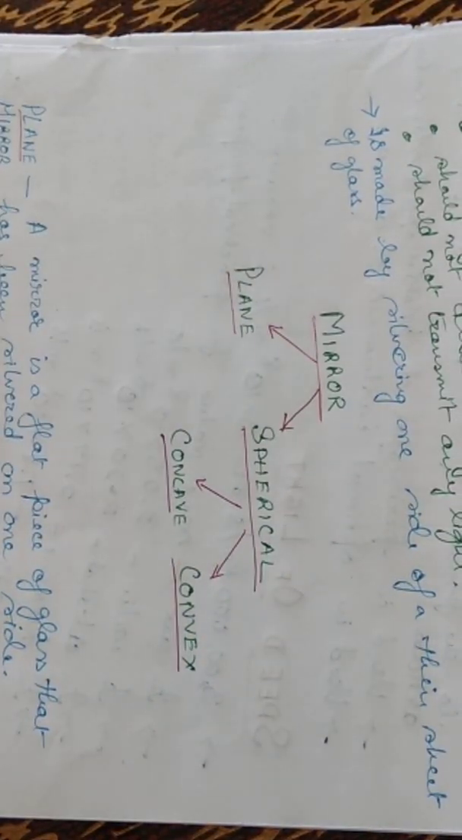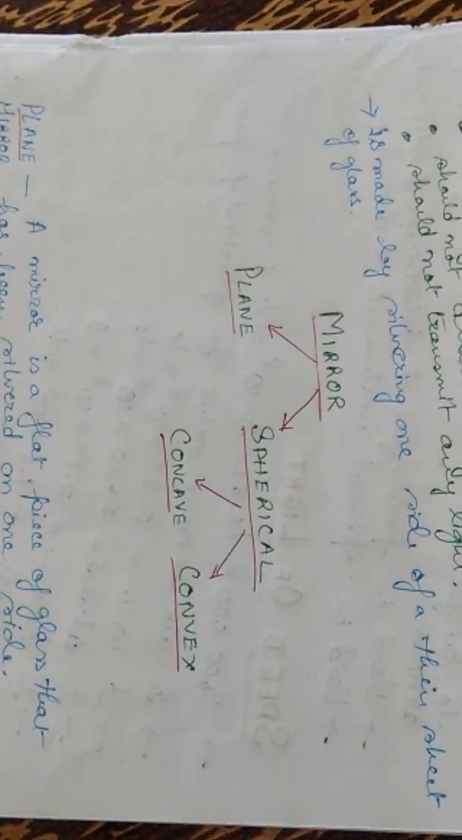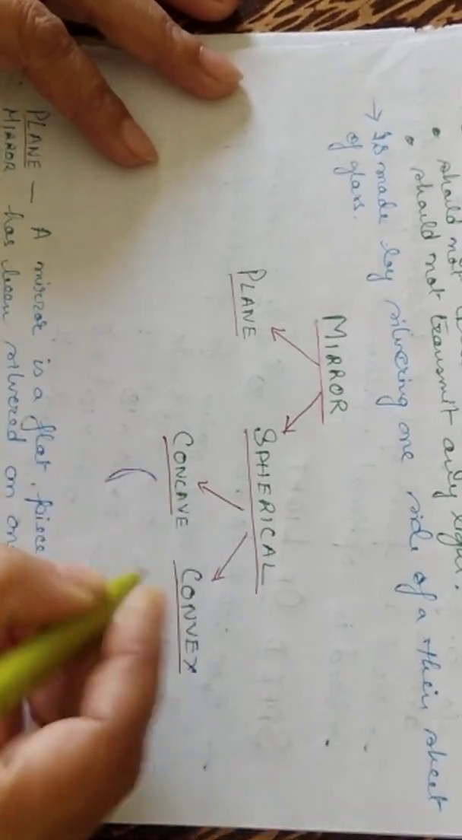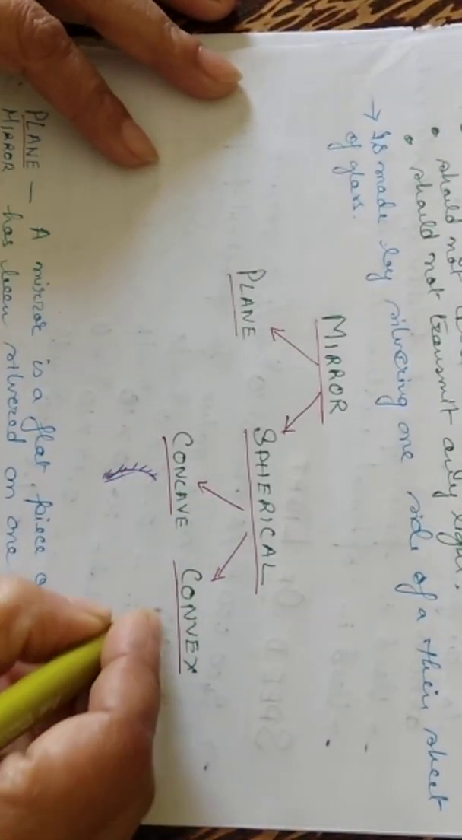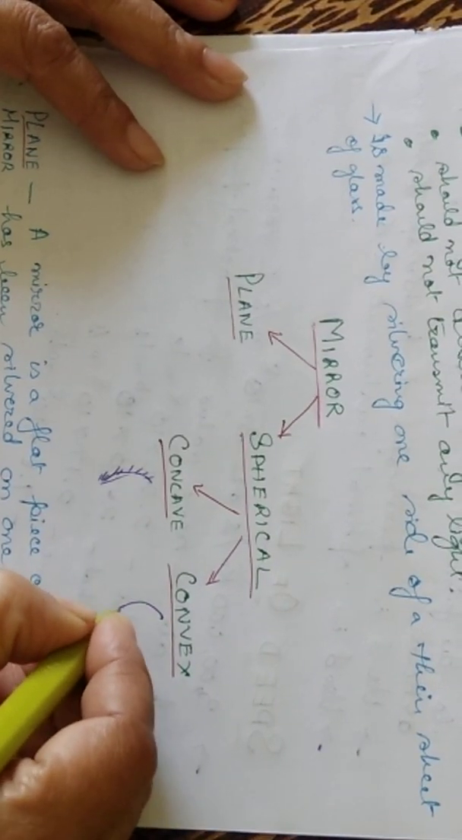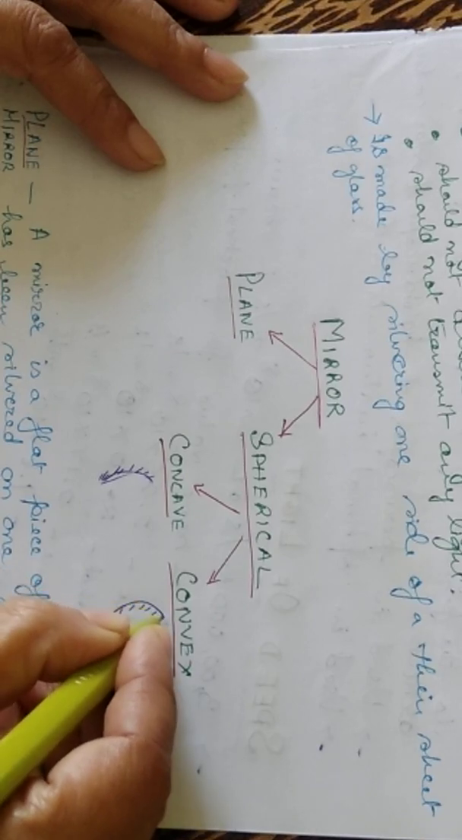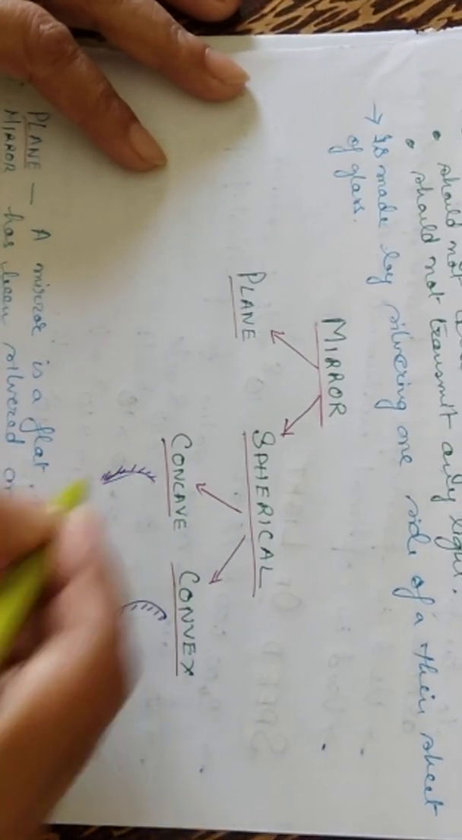Mirrors can be of two types, plane and spherical. Spherical mirrors can be of two types, concave and convex. This is the concave mirror. And this is a convex mirror. This is the mirror's reflecting surface, and this is the reflecting surface in this concave mirror.